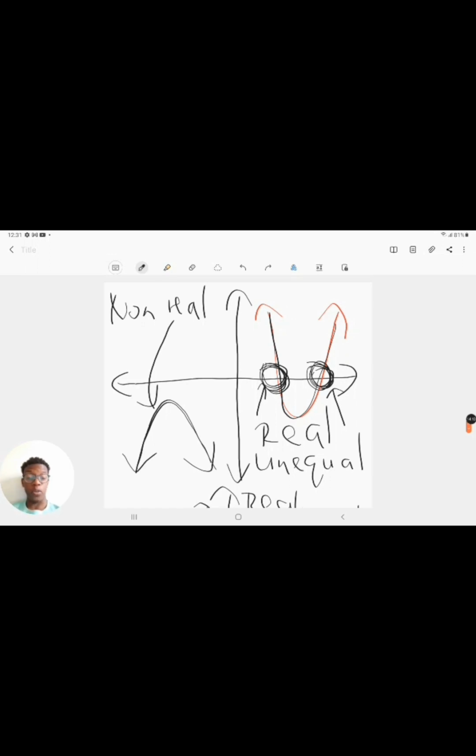I'm going to repeat myself again. Non-real roots are for quadratic functions that do not touch the x-intercept. Real roots that are unequal are for quadratic functions that go through the x-intercept, but those two roots are not equal. So you've got two x-intercepts that are not equal, and you can clearly see from this graph.